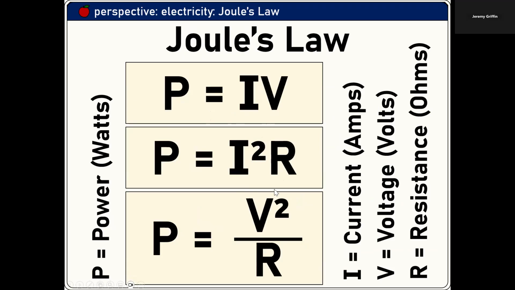So Joule's law, different perspectives on that. So P equals IV, current times voltage, I squared R, current squared times the resistance, or V squared divided by R. That's the voltage, really the potential difference, the voltage drop across that resistor being squared and then divided by the resistance value. Okay. So those are good to know.